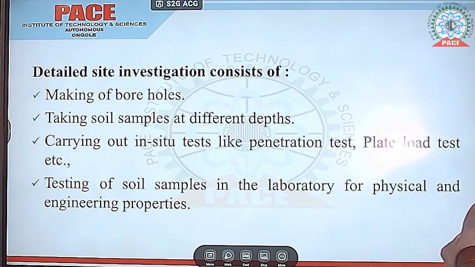And the detailed site investigation consists of making boreholes, taking soil samples at different depths, carrying out in situ tests, that is, at the site, in situ tests like the penetration test, plate load test, and standard penetration test, all those things. Next, the testing of soil samples in the laboratory for physical and engineering properties.